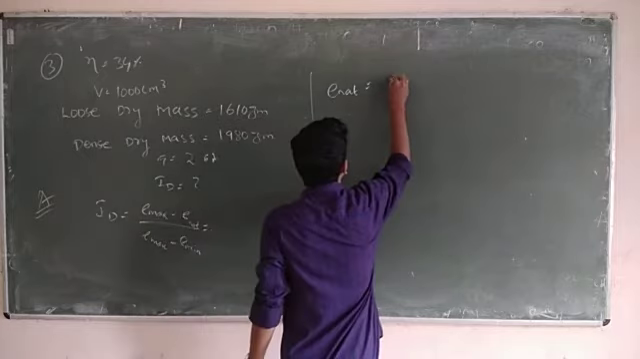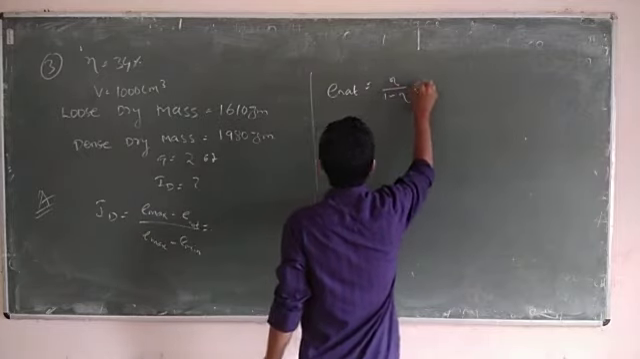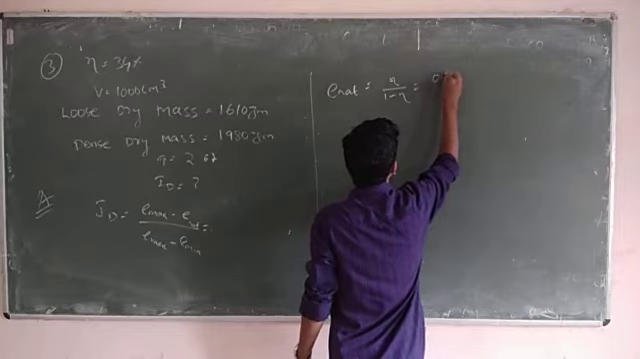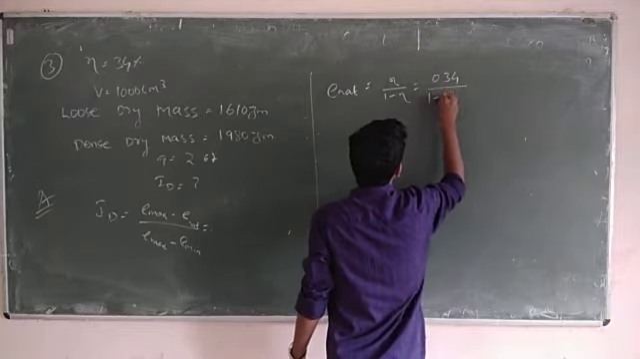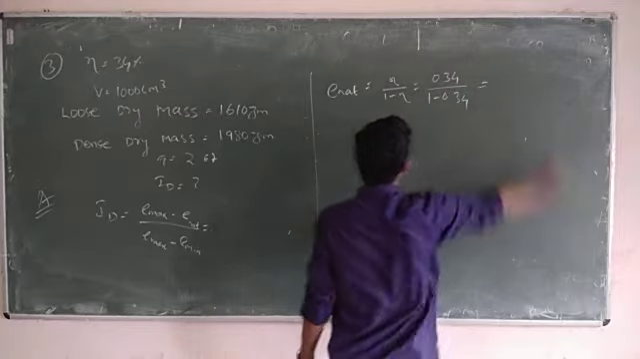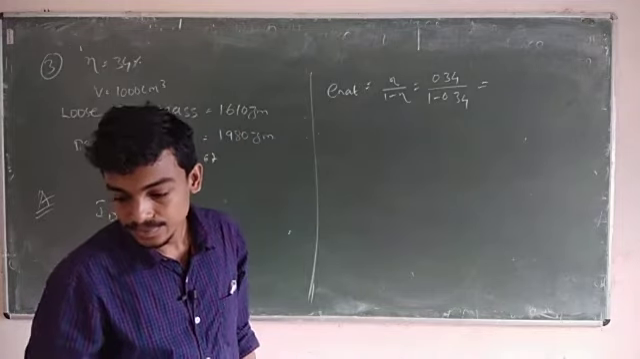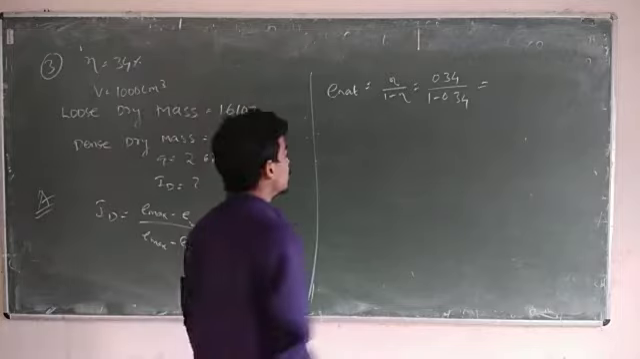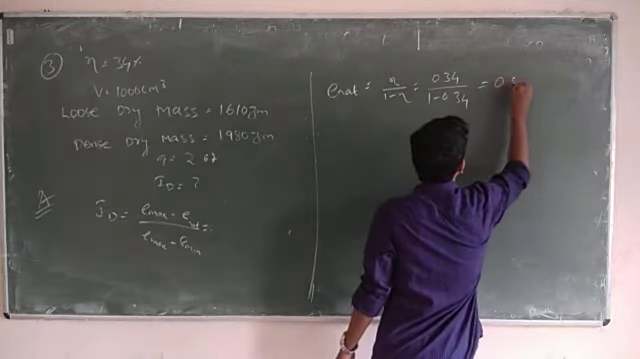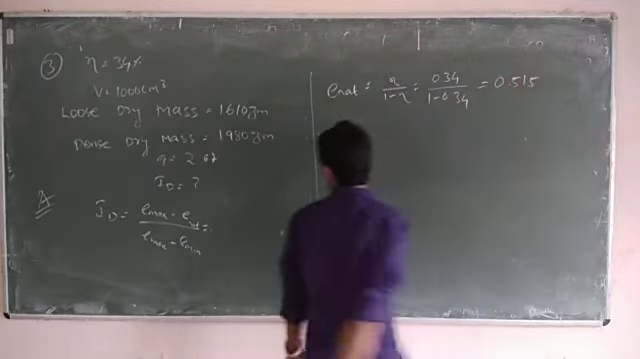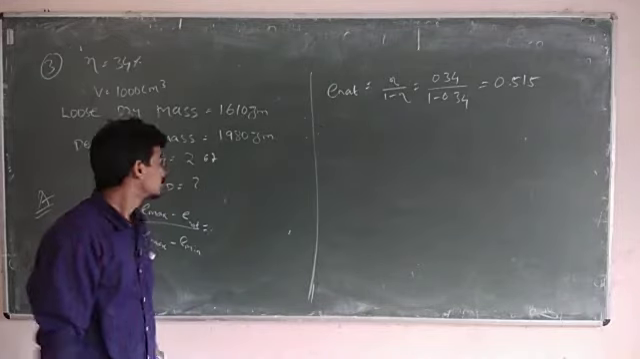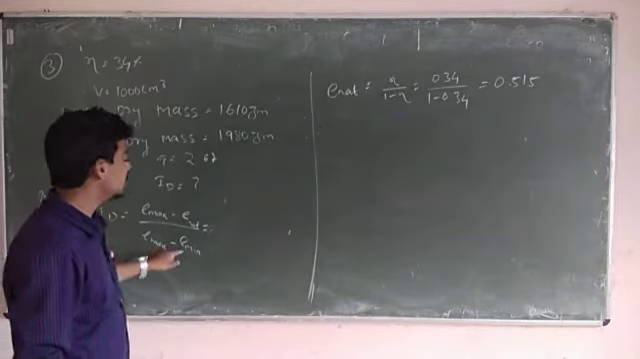The formula is n by 1 minus n. So 0.34 by 1 minus 0.34. This will give you the E natural, that is coming around 0.515. Okay, so next E max and E min.